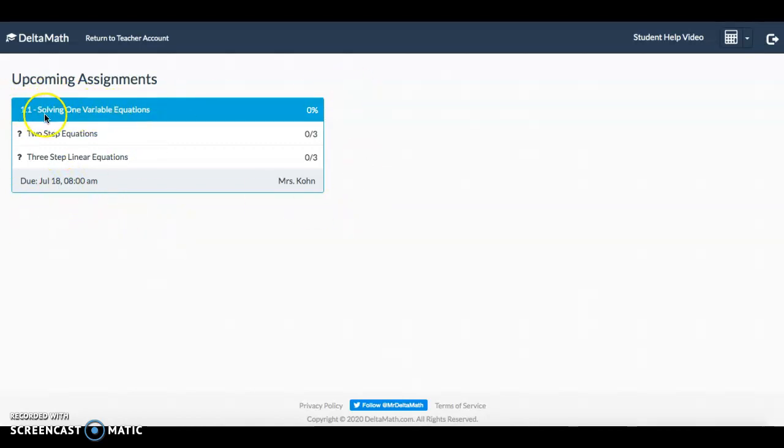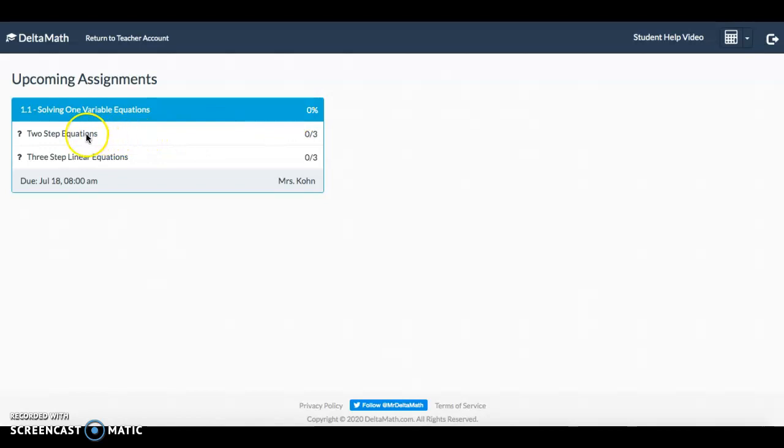So just starting off, 1.1, I will usually label it with some sort of standard and then the topic that it covers. This would be your score on the assignment, so the percentage of the assignment that you have completed, as well as the sections that are listed in your assignment. For example, this has two sections, two-step equations and three-step linear equations, and you have to correctly complete 3 questions in each section in order for your assignment to be 100% complete.